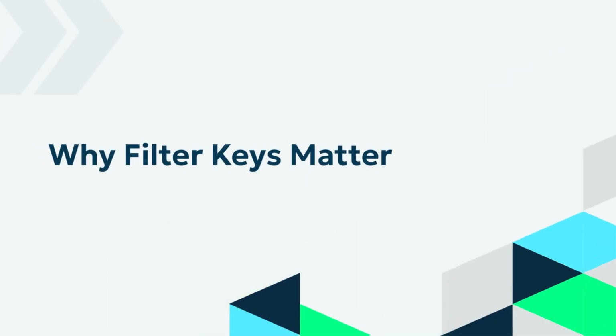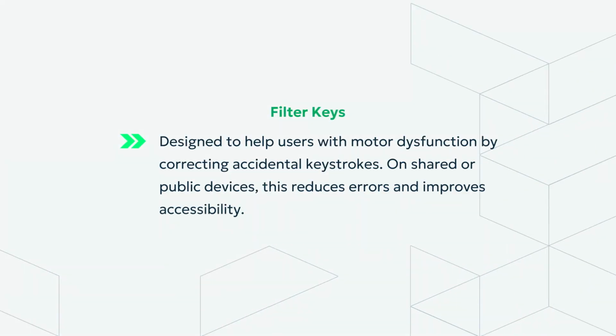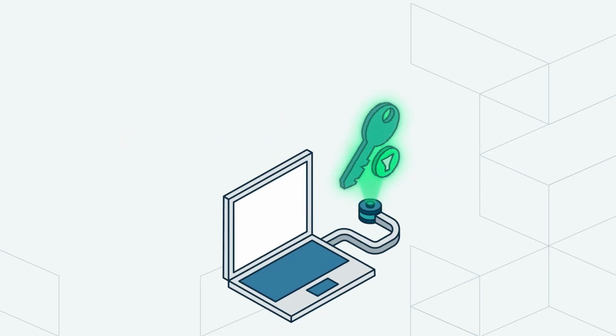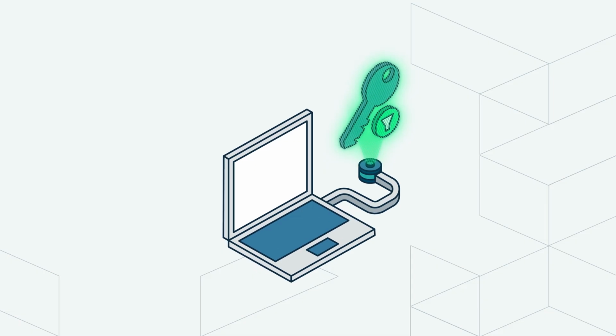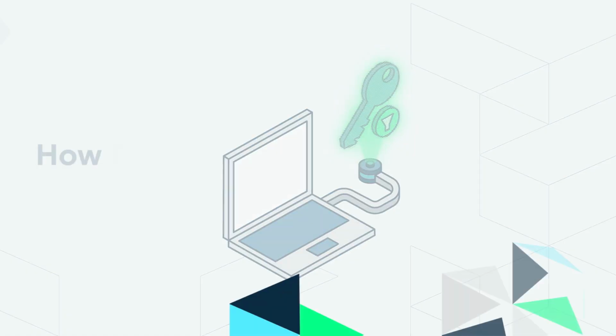Why filter keys matter. Filter keys is designed to help users with motor dysfunction by correcting accidental keystrokes. On shared or public devices, this reduces errors and improves accessibility. However, leaving it enabled can create problems such as delayed inputs or disrupted shortcuts. Because of this, IT teams should know how to configure it properly across different environments.